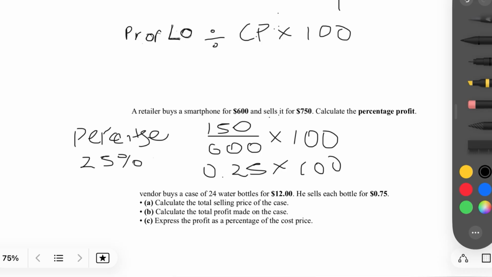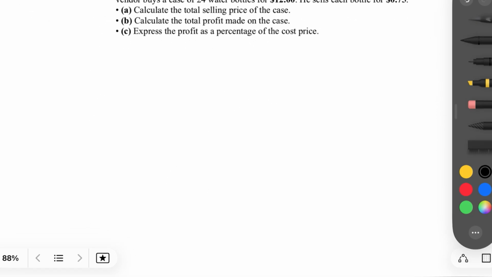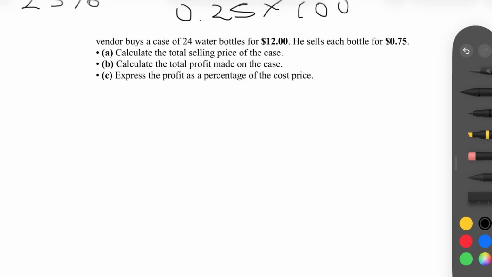And guys, this is as far as profit and loss goes. It's really easy. But let's do a little bit more questions right here before we move on to the next topic. A vendor buys a case of water for $12. He sells each bottle at 0.75 cents. So A says, calculate the total selling price of the case. So they're asking you to find the entire case and how much you made.